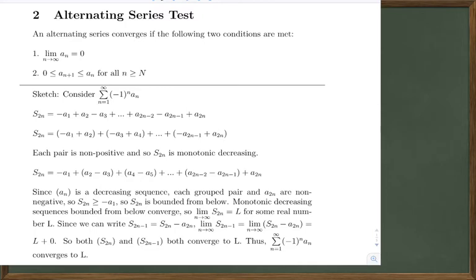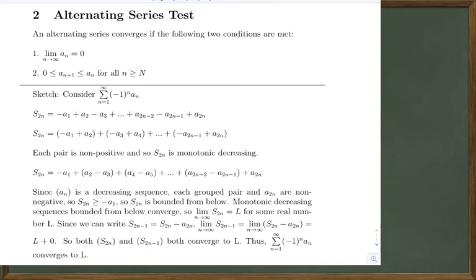So, a sketch of the proof: let's consider the sum from n equals 1 to infinity of (-1)^n a_n. We're going to look at s_2n, and that's going to be all the even partial sums, so s_2, s_4, s_6, s_8, etc. What that looks like is the first term will be negative, so negative a_1 plus a_2 minus a_3, all the way out to the last three terms, a_(2n-2) minus a_(2n-1) plus a_(2n).